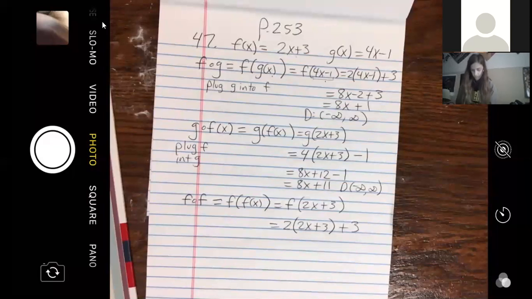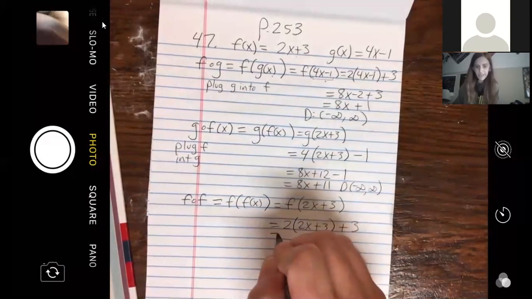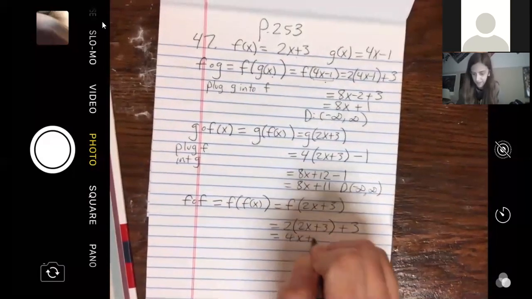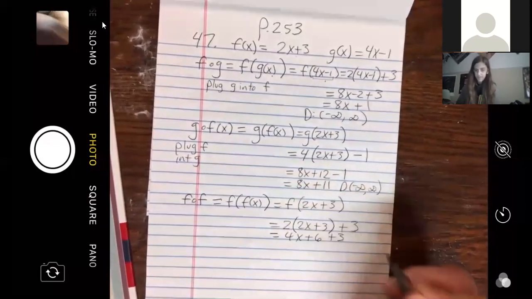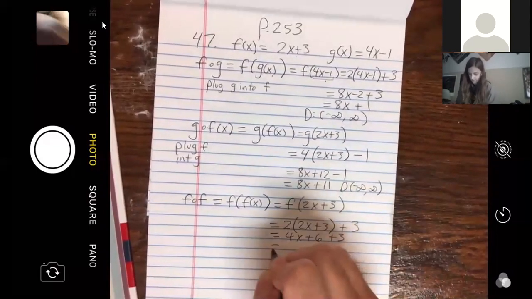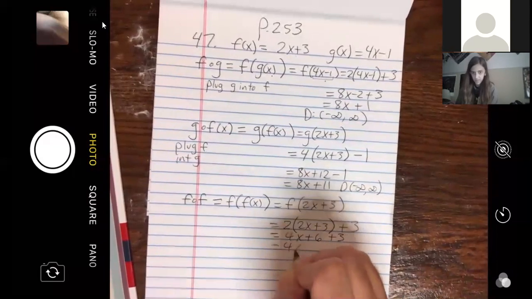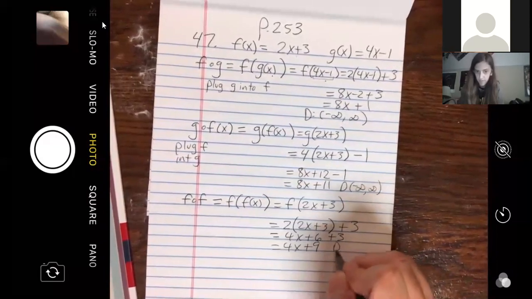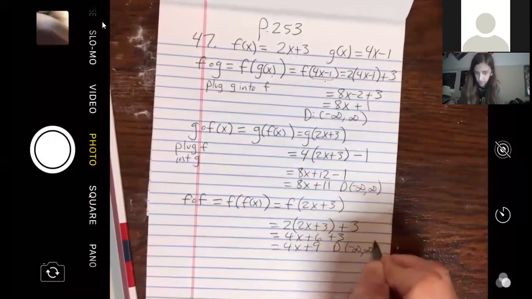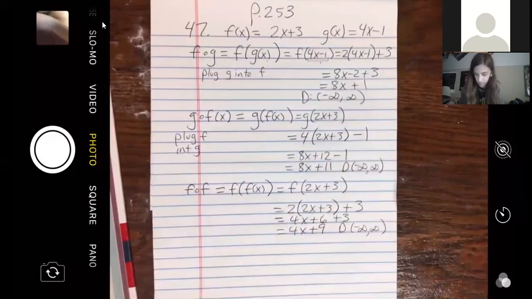Questions about that? No, not in that one. That makes sense on that one. All right. 4x add 6, add 3. 4x add 9. Again, no domain problems. I don't think we're going to have any domain problems on this. That's a relief for those.